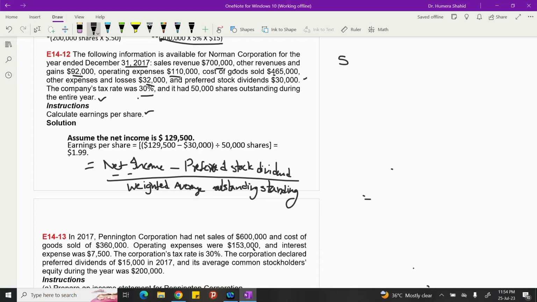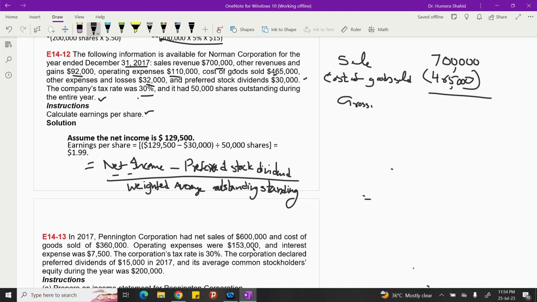Starting with sales, now I'm doing this rough work for you so that you can have your net income. Starting with sales of 700,000, then from the sales we deduct cost of goods sold, that is 465,000. So we get our gross profit. Let's quickly do this: 700,000 minus 465,000, that is 235,000.